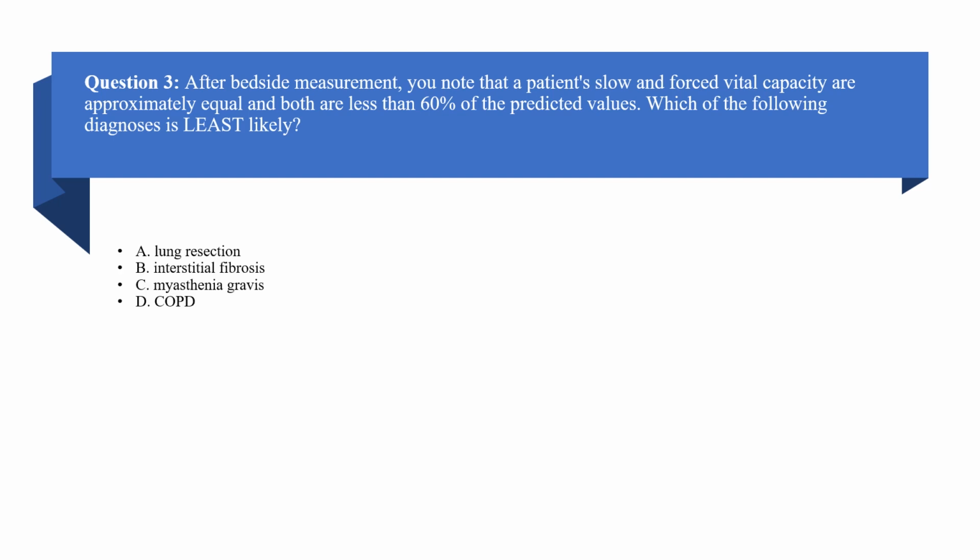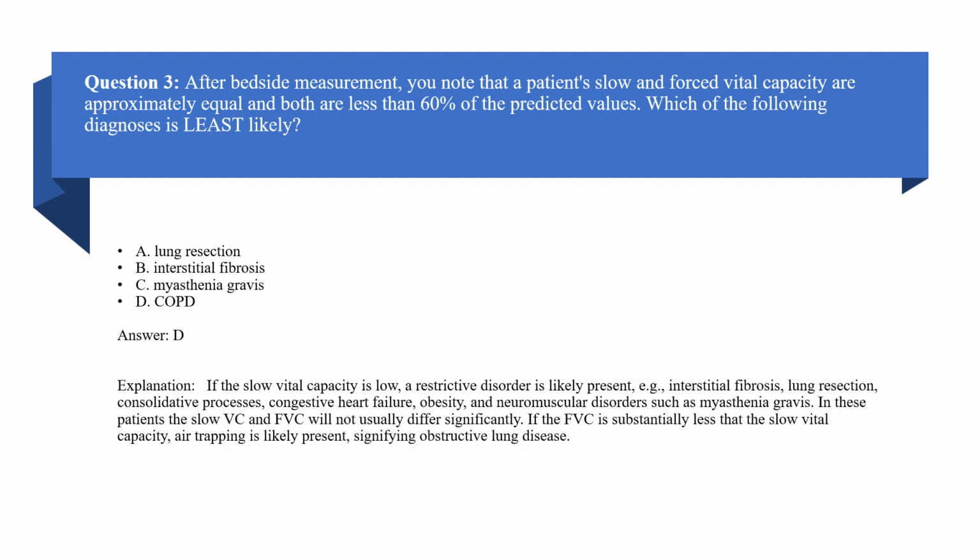A, lung resection. B, interstitial fibrosis. C, myasthenia gravis. Or D, COPD, or chronic obstructive pulmonary disease. The answer is D, D as in David. But the explanation goes like this.